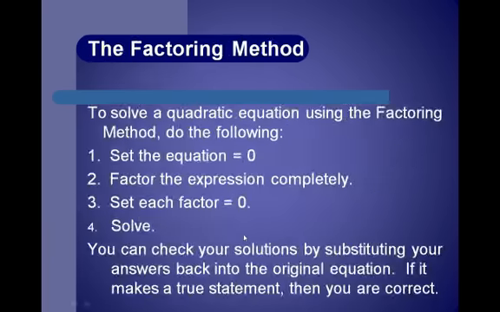Okay, the factoring method used to solve quadratic equations. Step 1, set the equation equal to 0. Step number 2, factor the expression completely. Step number 3, set each factor equal to 0. This is our zero factor property. And then we're going to solve each piece. Now you can check your solutions by substituting your answers back into the original equation. If it makes a true statement, then you are correct.